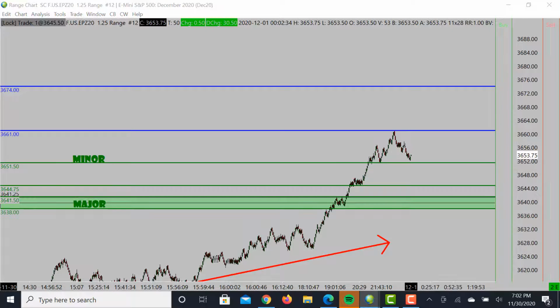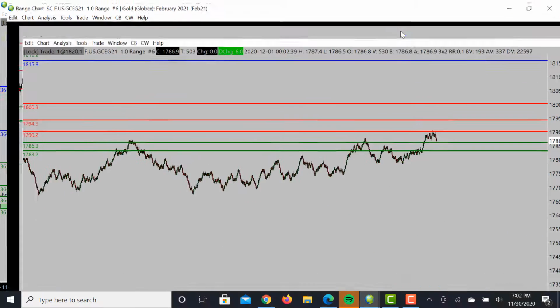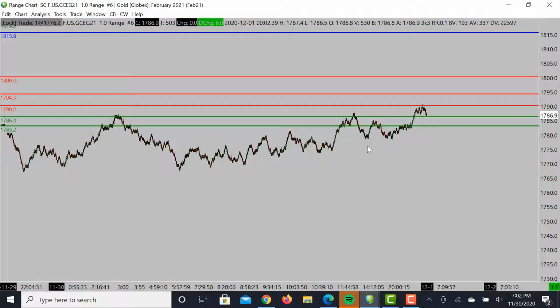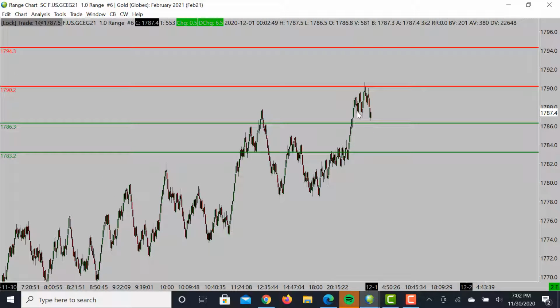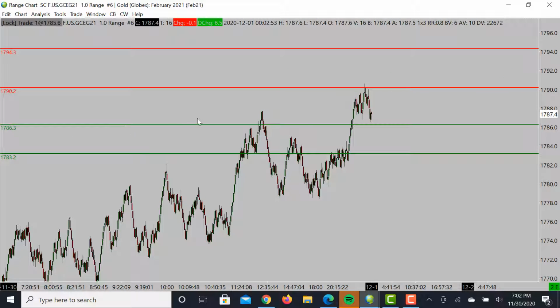Let's take a look at gold here real quick. I switched the contracts on gold. I did not like all the choppiness that was happening on the December contract, so I kind of just switched it over. Not sure if you guys are going to be on that one, but if you do get on this, I'll give you those levels to look out for. Right now, we have a minor level at 1786.3 that could potentially act as support to continue this move.